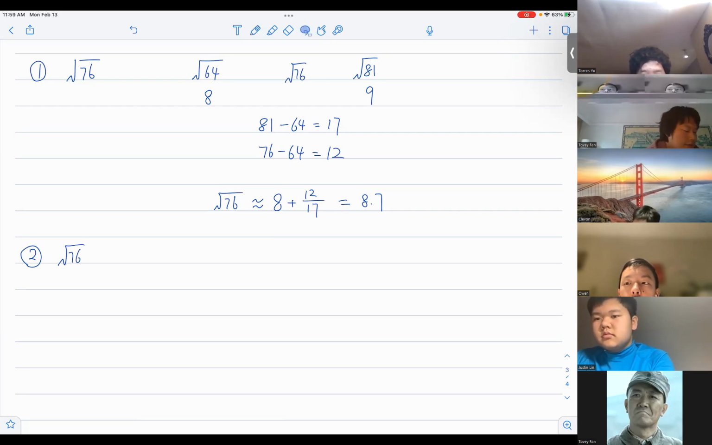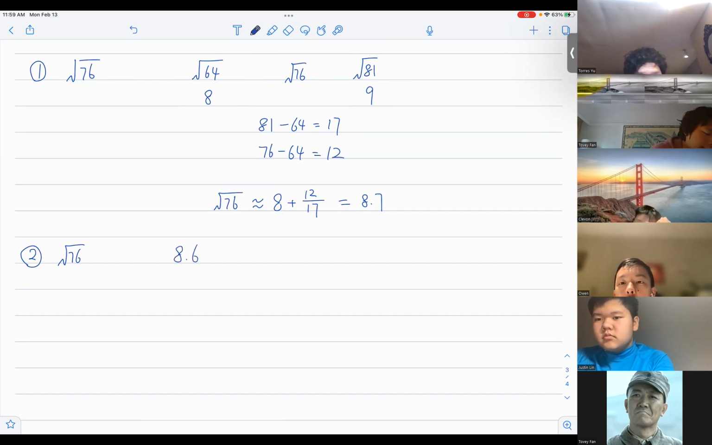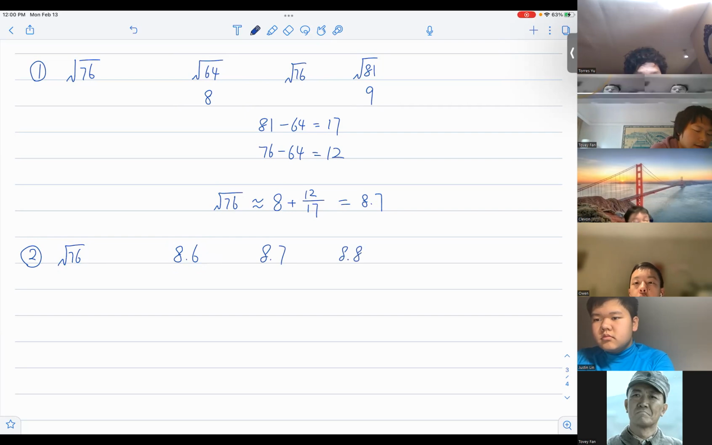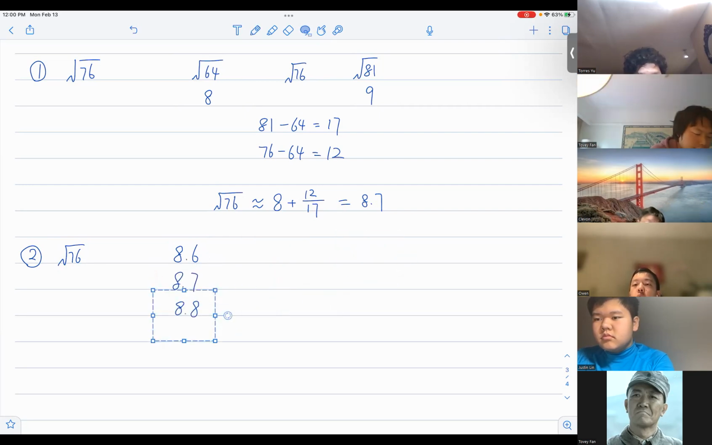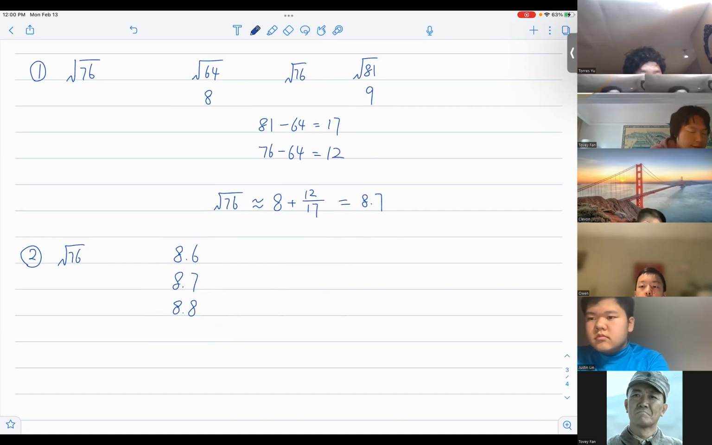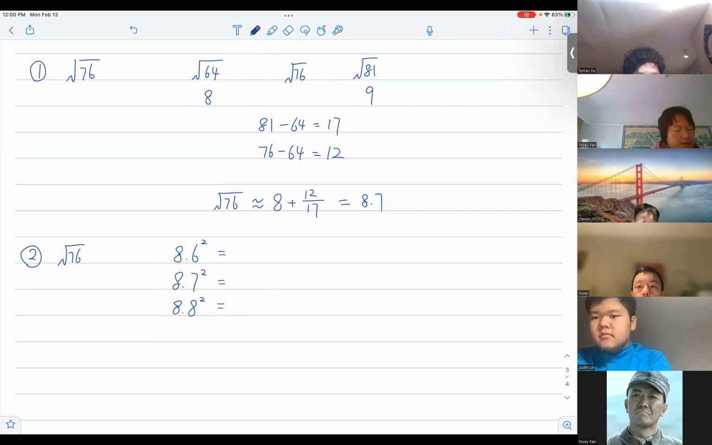So let's say, because 76 is nearer to 9, closer to 9, but further away from 8, maybe we start with 8.6. How do we know if the value is closer to 8.6 or 8.7 or 8.8? Then we just need to square all three numbers, right? Because root 76 squared should equal 76. So you just need to square all three decimals here and see which one is closer to 76. It makes perfect sense, right? Because the square root is actually just using a square.